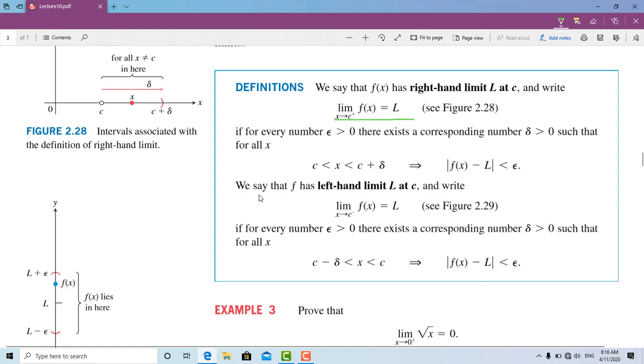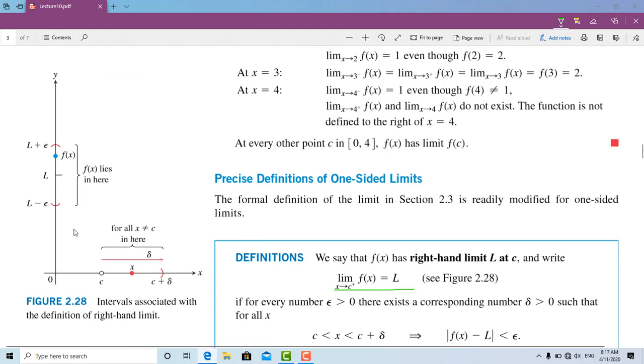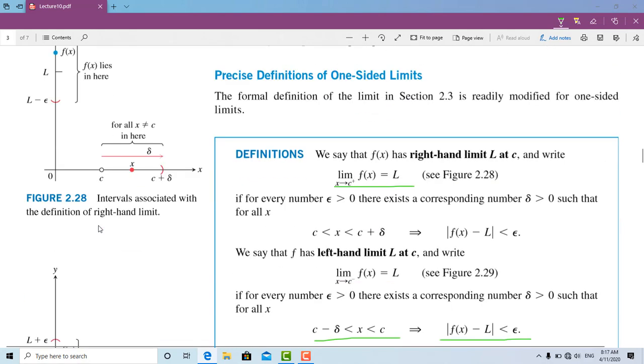In the same way, we say that f has left-hand limit L at c, written limit as x tends to c from the left side of f of x equals L, if for every positive number epsilon there exists a corresponding positive number delta such that for all x these two conditions hold. Here's the graph. It says that x must be in this interval in order for f of x to have the limit L. x must be in the delta interval and the limit will be in the epsilon interval.